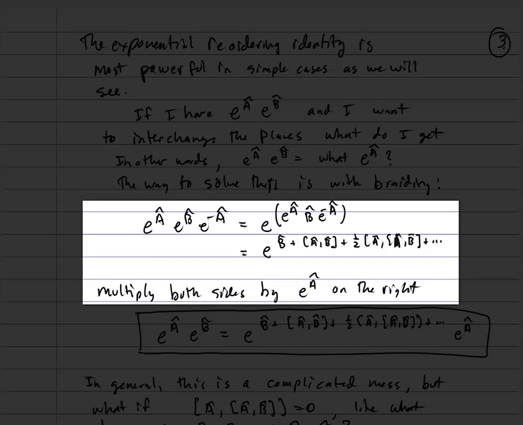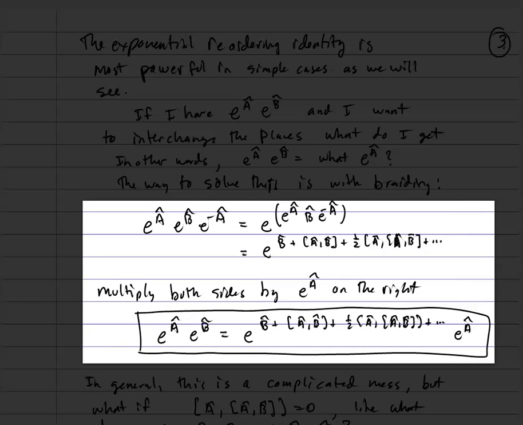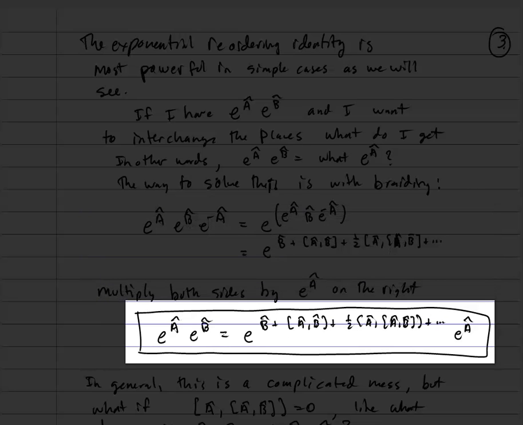And now we multiply both sides by e to the a on the right. You're going to see on the left-hand side of the equality, I'll have e to the minus a times e to the a. That equals 1, and I get rid of it. So I'm left on the left-hand side with e to the a times e to the b. And on the right-hand side, I have e to the b plus commutator of a with b plus 1/2 the double nested commutator and so forth, times e to the a. So I have achieved my exponential reordering. So if you like, when you move the a operator through the b operator, you have to do a Hadamard on the b operator in the argument of the function when you move it through.